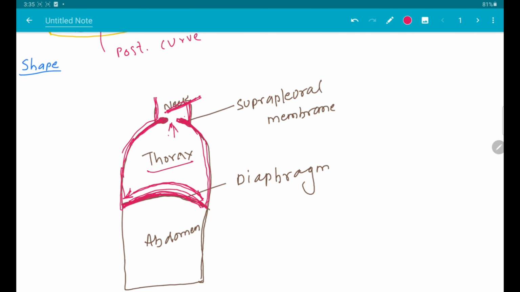How will we decide which part is the root of neck and which is the upper part of thorax? It is divided by this portion, called the suprapleural membrane, also called Sibson's fascia. It is very important, and questions related to Sibson's fascia are often asked in annual medical exams. So Sibson's fascia plays a major role in dividing the root of neck from the upper part of the thorax.